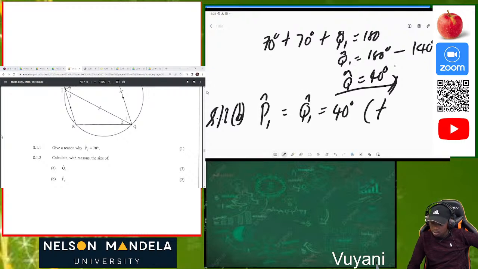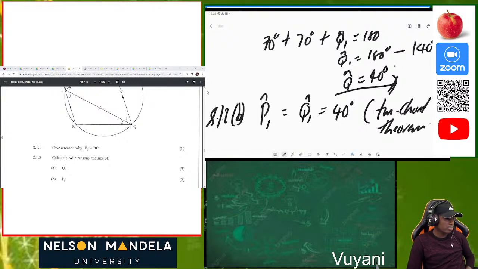Why? Tan chord theorem. It's tan chord theorem.